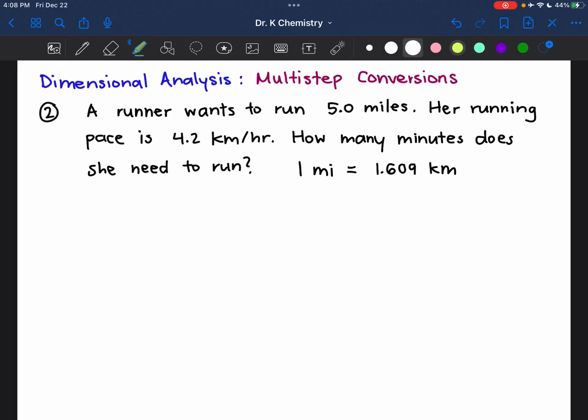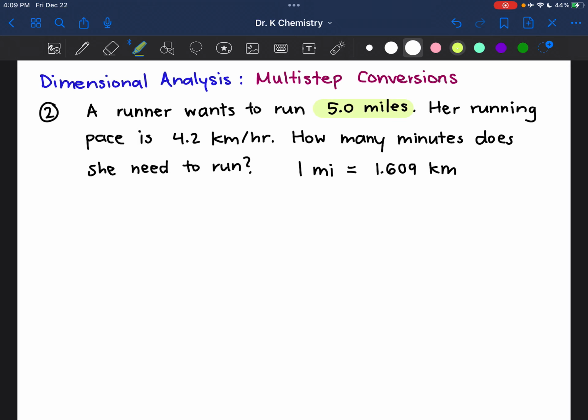In this video, we will do another multi-step dimensional analysis problem. So we're going to start as usual by analyzing the problem, trying to find what is given to us, what we're trying to find, and what pieces of information are going to connect these so that we can ultimately get to where we're trying to go.